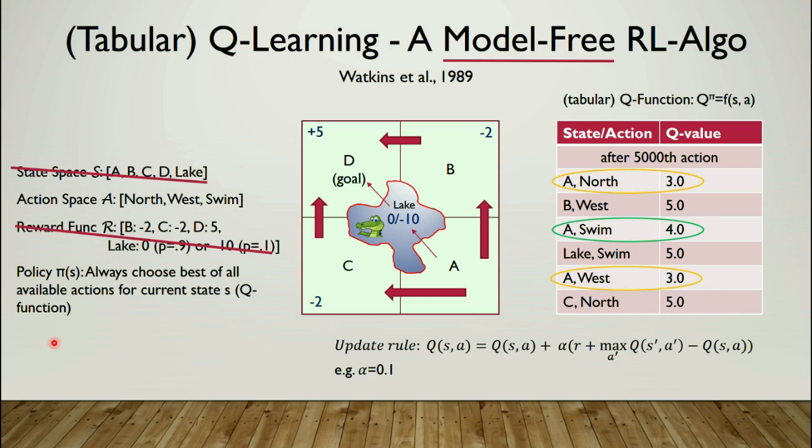And again, this is how this policy works. The policy says, okay, I'm in state A right now. So I'm going to look at the 3 different actions, which is north, swim, and west, and I'm going to pick the best one, which is the 4 here, right? The others are 3, so they're not so great, so I'm always going to swim. And thus this thing is solved.